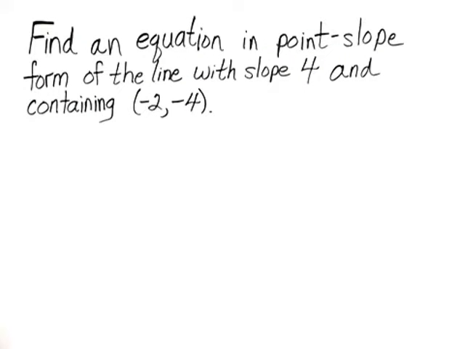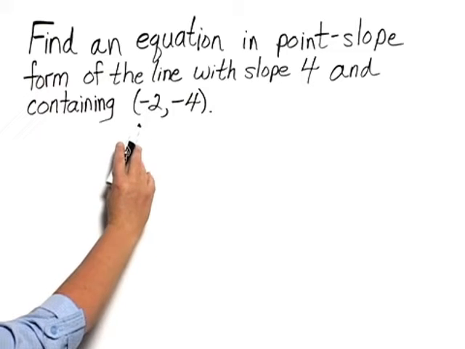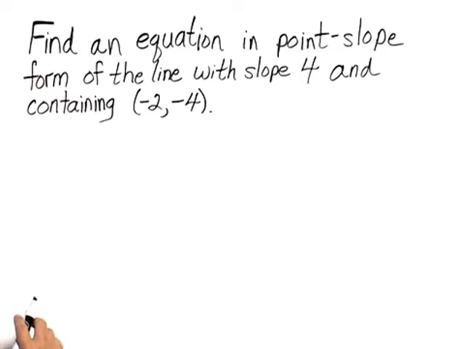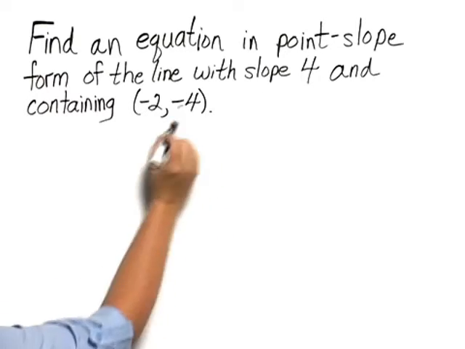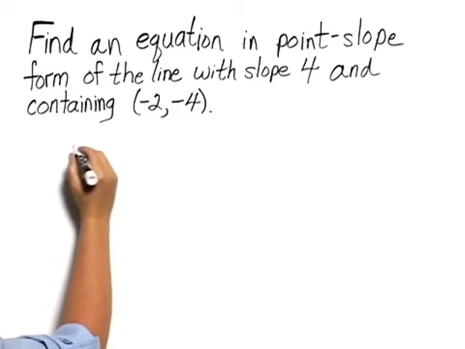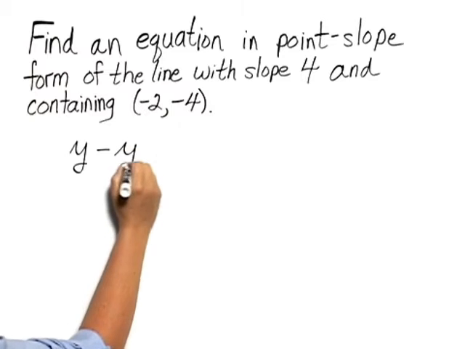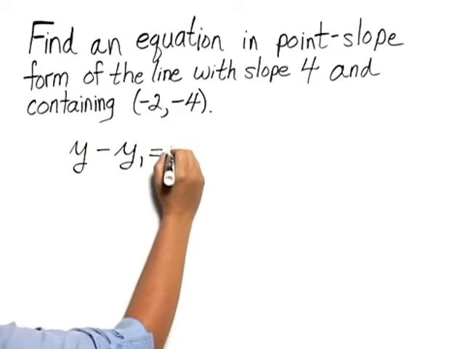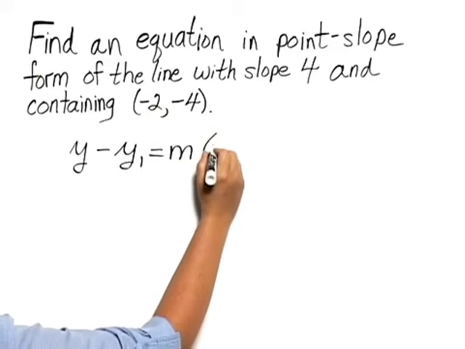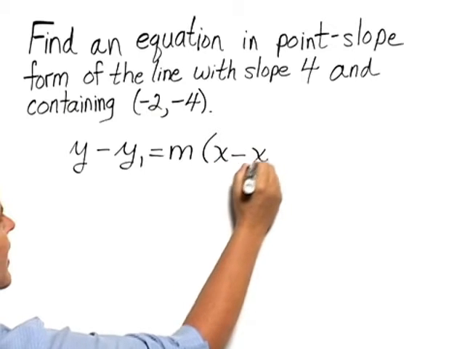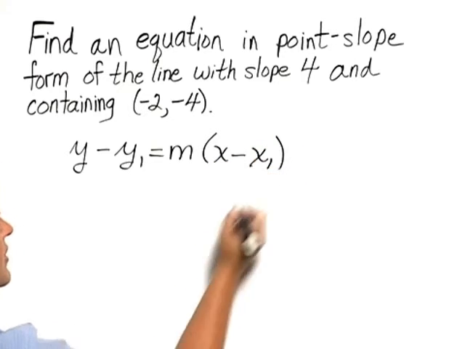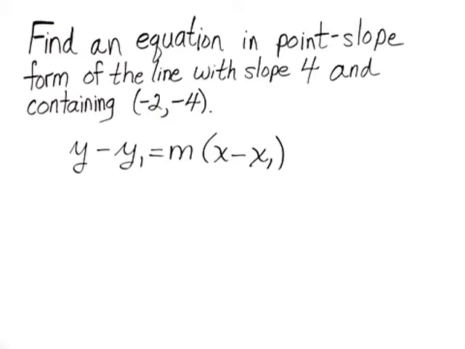Find an equation in point-slope form of the line with slope 4 and containing (-2, -4). Since we're given a slope and a point, we will use the point-slope form: y minus y sub 1 equals m times x minus x sub 1. We'll use this form to find the equation of the line.